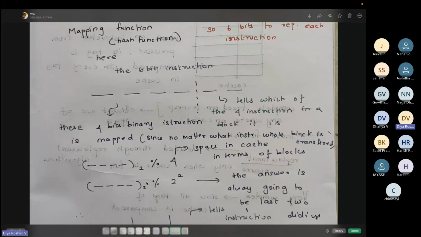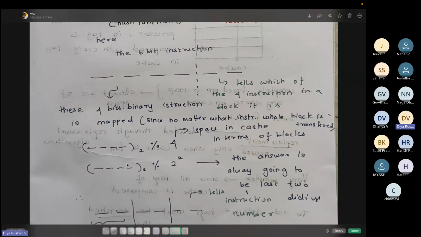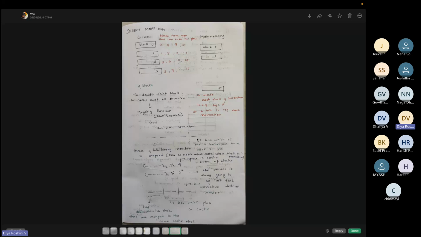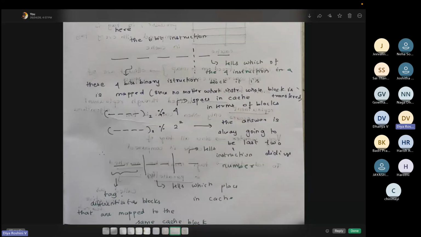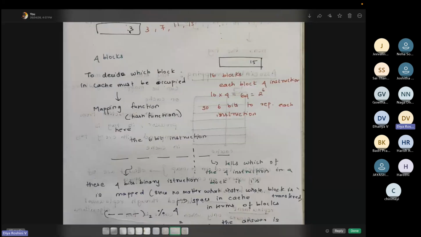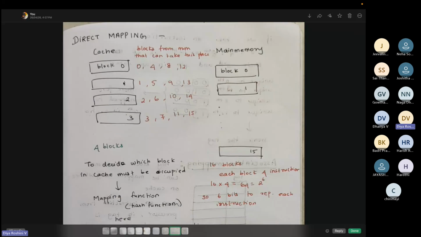It's very simple. I can also explain it in terms of decimal. For example, if I take 1000, what is 1000 in decimal? It's going to be 8. I hope it's 8, or am I wrong? I'll just check once. It's 8. 1000 is 8, and 8 mod 4 is 0, and we map it to the 0th block. What if it's 5? It's going to be 0101. So we convert 0101 to 5. 5 mod 4 is 1. We map it to the first block of the cache.